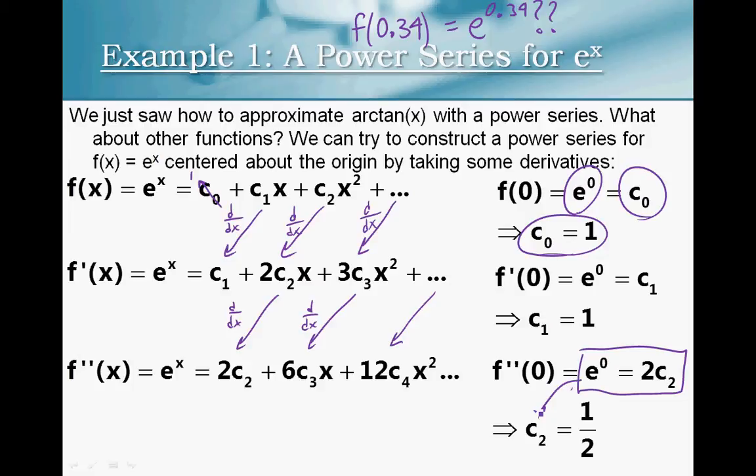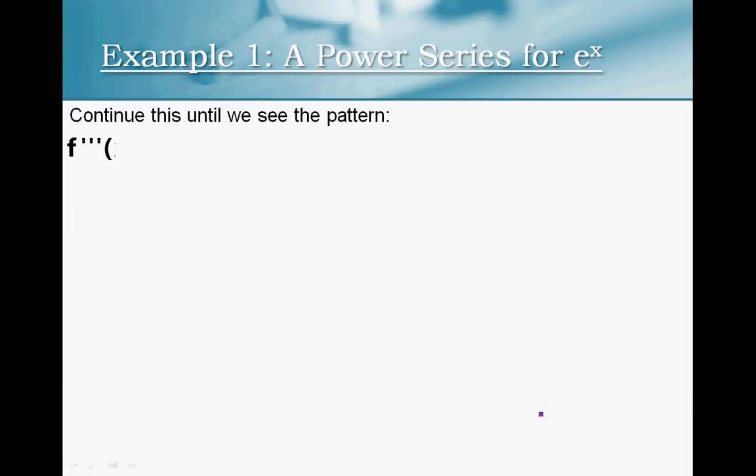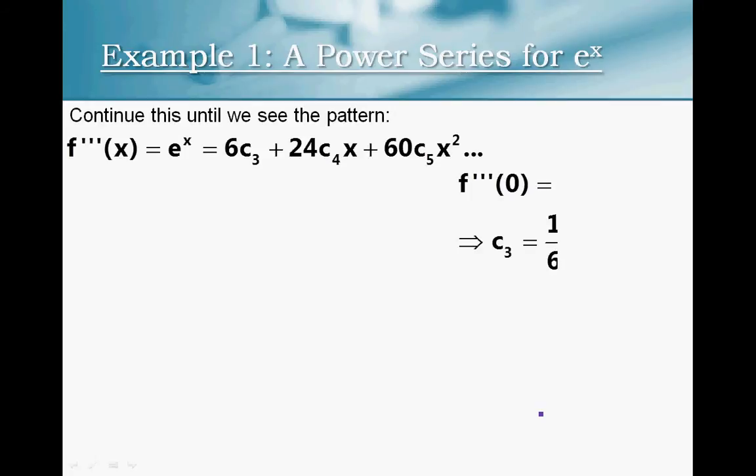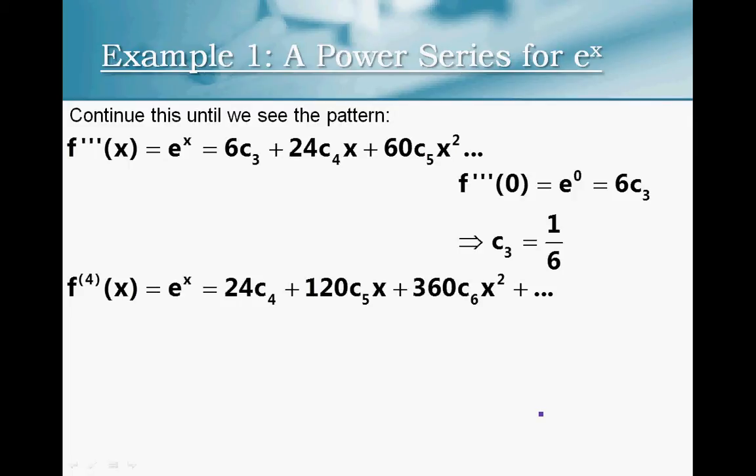And anyway, you could start to see some patterns, and you could see how this is going to continue. So we could do the third derivative, and there it is. There's our third derivative, and you end up getting that C3 is 1/6. And you could do this for the fourth derivative as well, and you're going to end up getting that C4 ends up equaling 1/24.